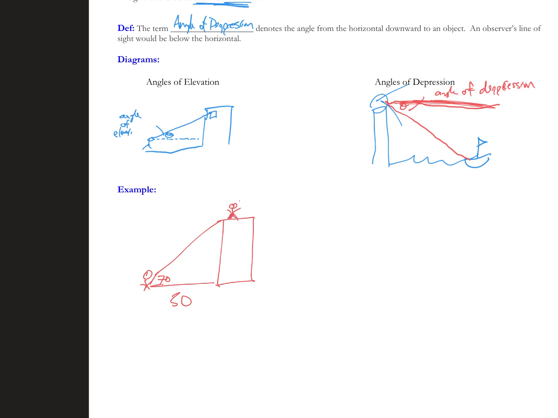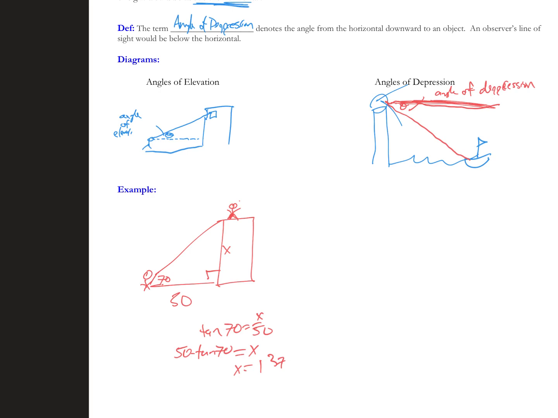So what I need to do here is find out that x there. This is a right triangle. So I'm going to say that the tangent of 70 is equal to x over 50. So x is equal to 50 times the tangent of 70. So that would give me that x is equal to 137 feet. So that's the angle of elevation.